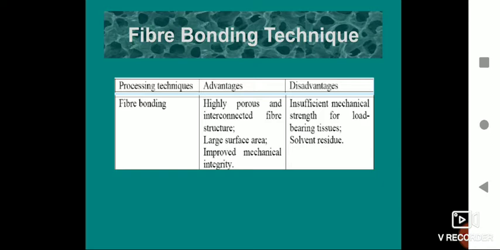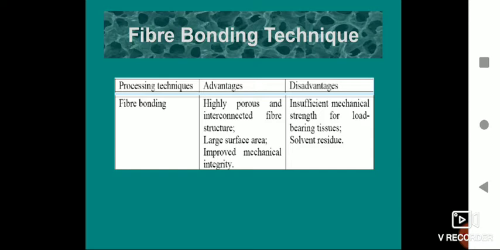Again, it has certain advantages and disadvantages. This one is also highly porous and interconnected fiber-like structure. It has a very large surface area and better mechanical strength. The disadvantage is, as I have already told you, fiber bonding does not have very good load bearing strength. So we can use it for thin tissue but cannot be used for scaffold.